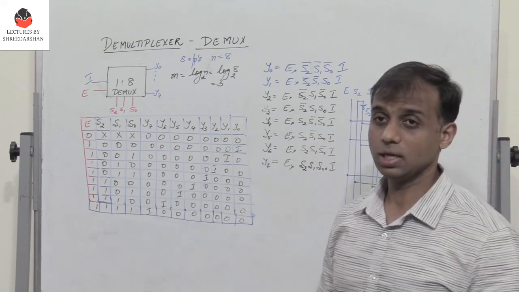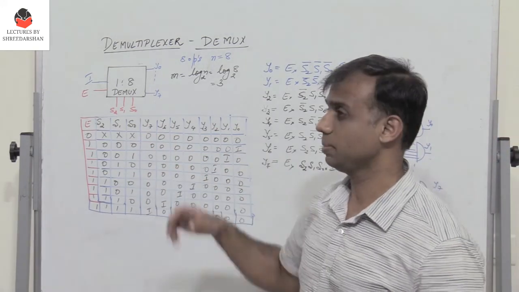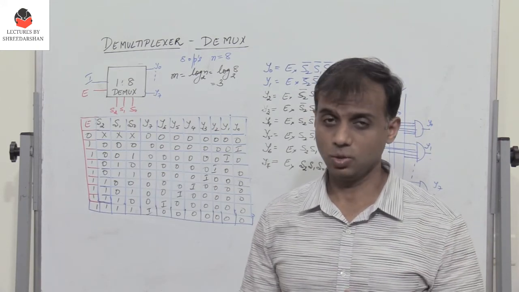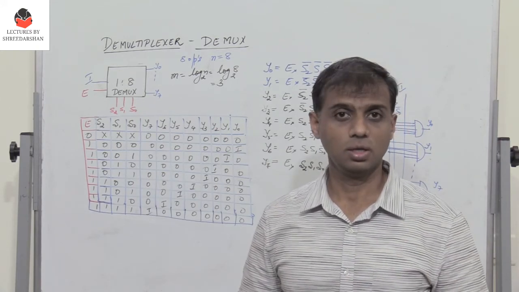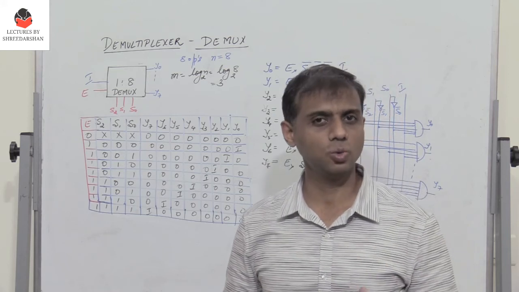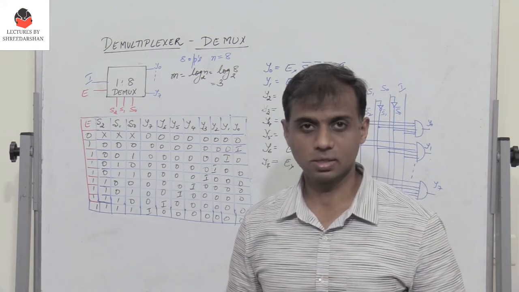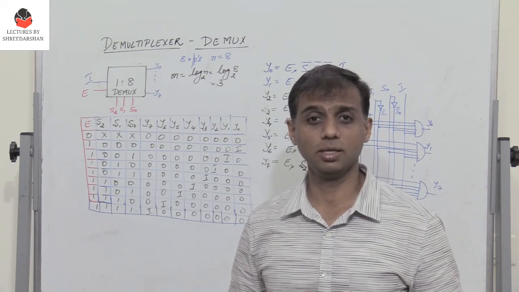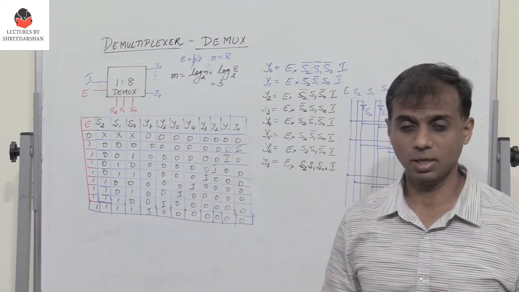And to view the other lecture videos in demultiplexer, go through the previous video segments. You will find all the other lecture videos on demultiplexer, design of 1:2 and 1:4. And in the next lecture session, we shall see how a full subtractor can be realized using a 1:8 demultiplexer.